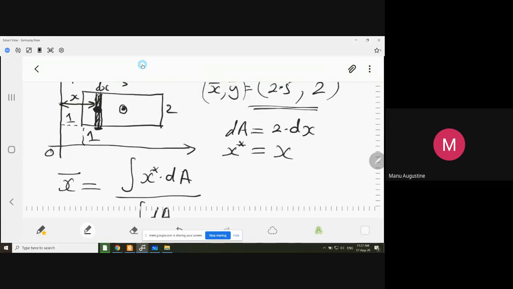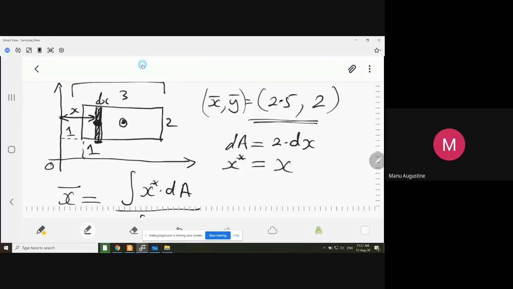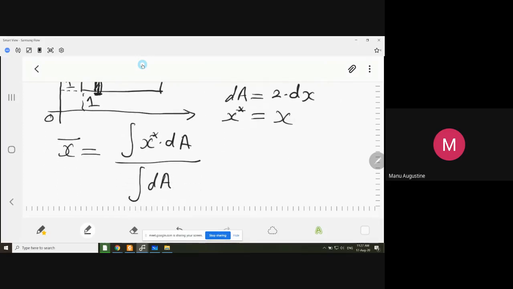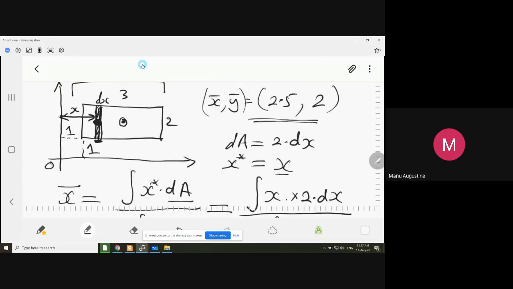Now let us analyze these things. Integration will be carried out from which value to which value. First of all, let us substitute these values. I will keep the integral like this only. I have not substituted the limits. x star is x. So I put x here. dA is 2 into dx. So multiplied by 2 dx. Whole divided by integral of dA. Now, please tell me, can I say that the integral of dA is simply the whole area of the rectangle?